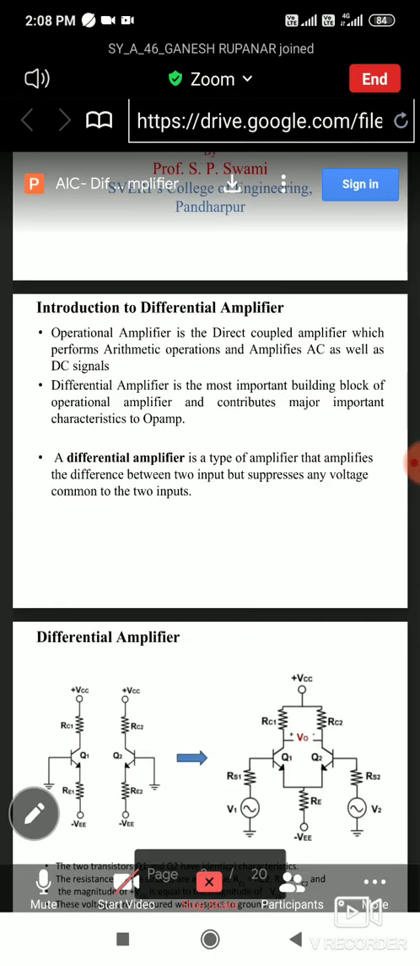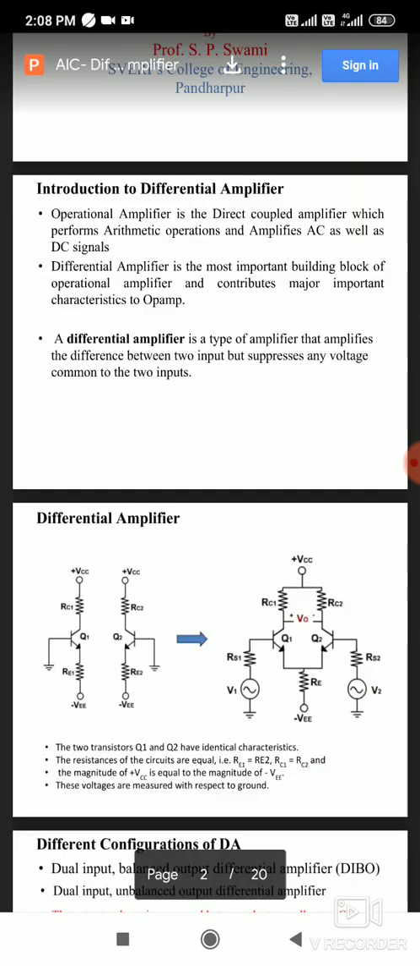Very good afternoon, everyone. Welcome to the third lecture. In the last lecture, we started the concept of differential amplifier. Am I correct? In that, first of all, we understood the definition of operational amplifier.